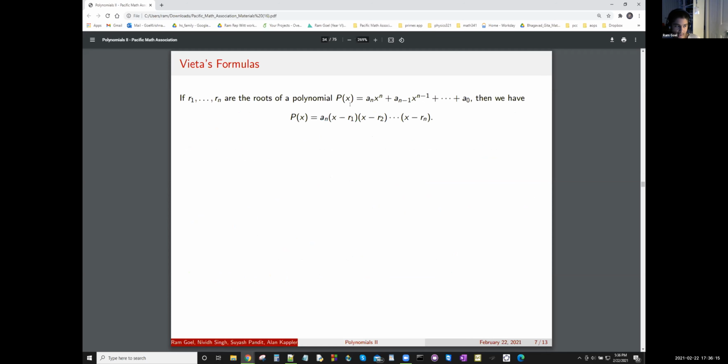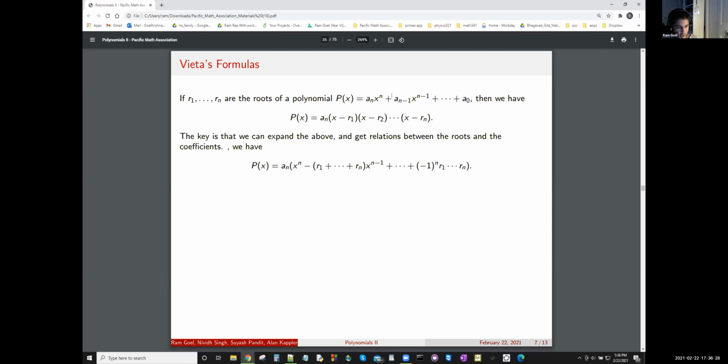The question is, if I expand this out, I can find relations between the roots and plug that back. We already know what all the coefficients are. So we can get relations between the roots and the coefficients. Now, I'm not going to go through the exact expansion, but let's just do the first couple terms. I'm going to keep the a sub n out of it. When I expand this, what I'm going to have is an x to the n. You know, if you have n terms, then you're going to have an x to the n.